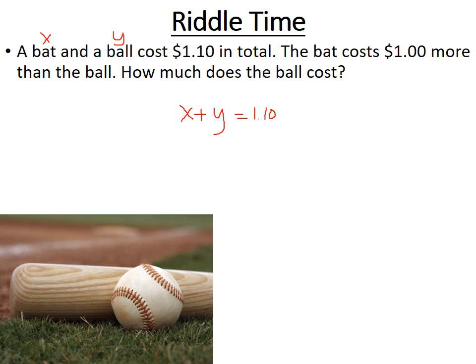1.10. Now, it says that the bat costs $1 more than the ball. So I'm going to write an equation for the bat here. I'm going to put the bat, X, is equal to the ball's price plus $1. So Y plus 1.00.